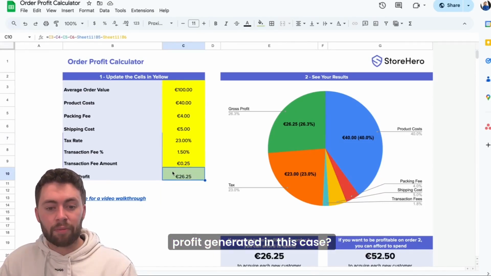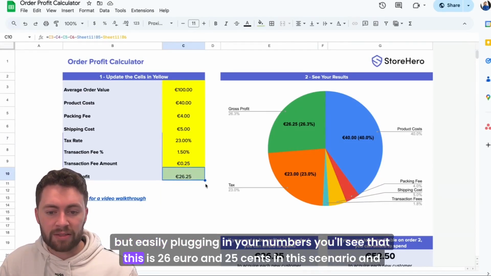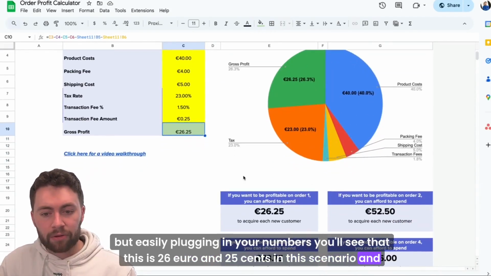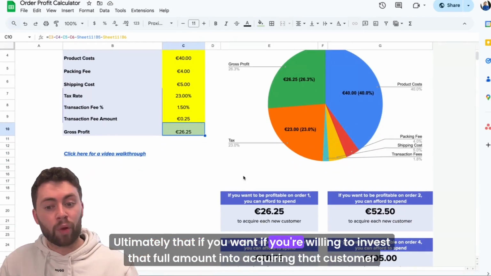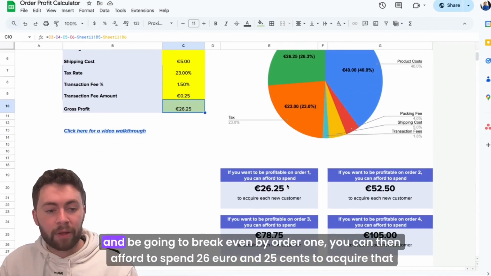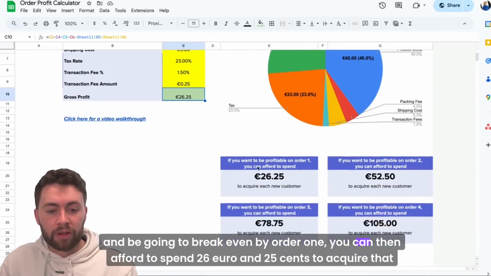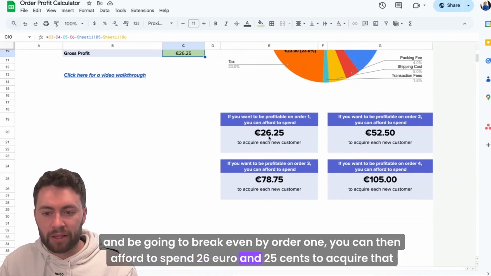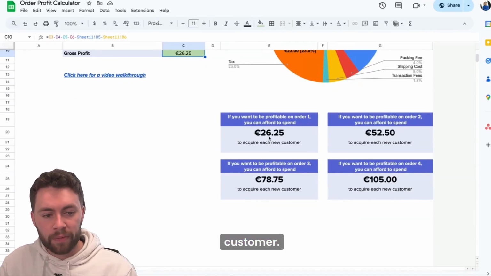So again, make sure you're accounting for all of these variables. What's the true profit generated? By easily plugging in your numbers, you'll see that this is €26.25 in this scenario. And if you're willing to invest that full amount into acquiring that customer and break even by order 1, you can then afford to spend €26.25 to acquire that customer.